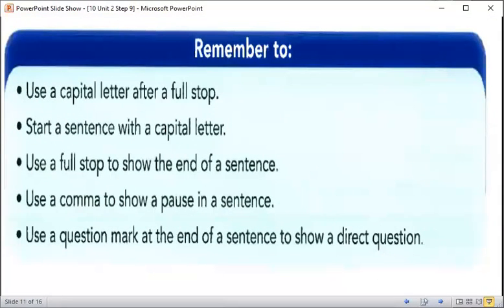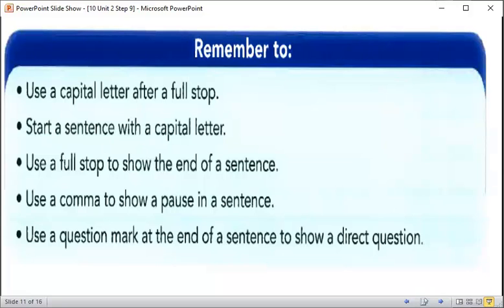I always want to remind you about using capital letters. Of course, it's very important. After each sentence, after the full stop, you have to use a capital letter. You have to start a sentence also with a capital letter. You have to use a full stop at the end of any sentence to show the end of the sentence. If you are going to pause in a sentence, use a comma.